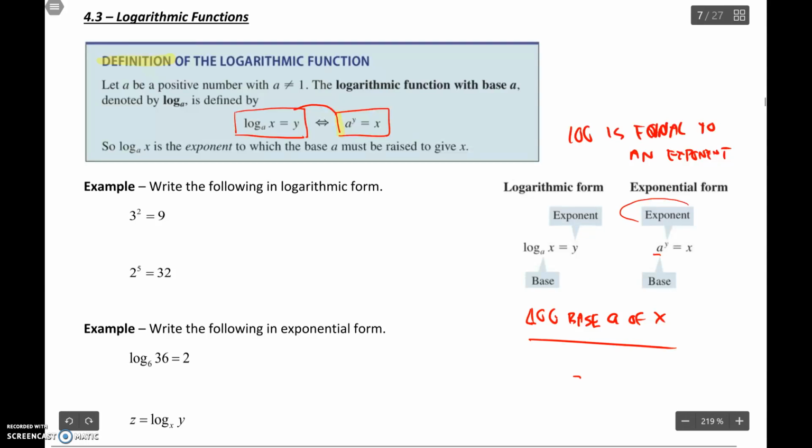It's kind of like taking the cubed root of 4. What are you taking the cubed root of? I'm taking the cubed root of 4. What root am I taking? I'm taking the third root. This is taking the log base a, okay?